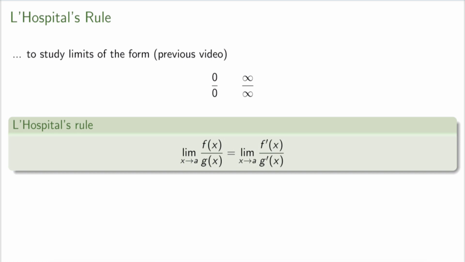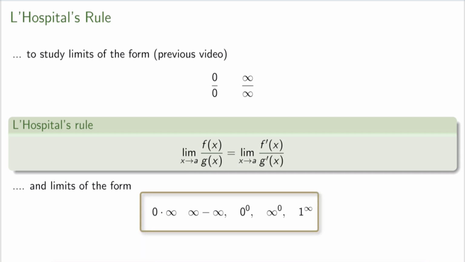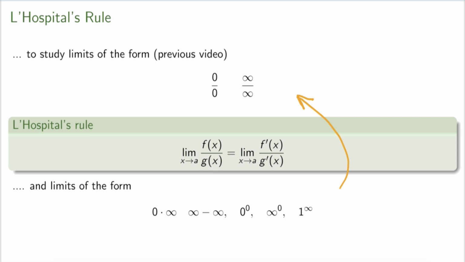We have seen L'Hopital's rule to study limits of the form 0 divided by 0 or infinity divided by infinity. If we want to study any of the other strange limits like 0 times infinity or infinity minus infinity, etc., we want to reformulate a given problem of this type as 0 divided by 0 or infinity divided by infinity, and then we can apply L'Hopital's rule. So let's do a few examples right here.